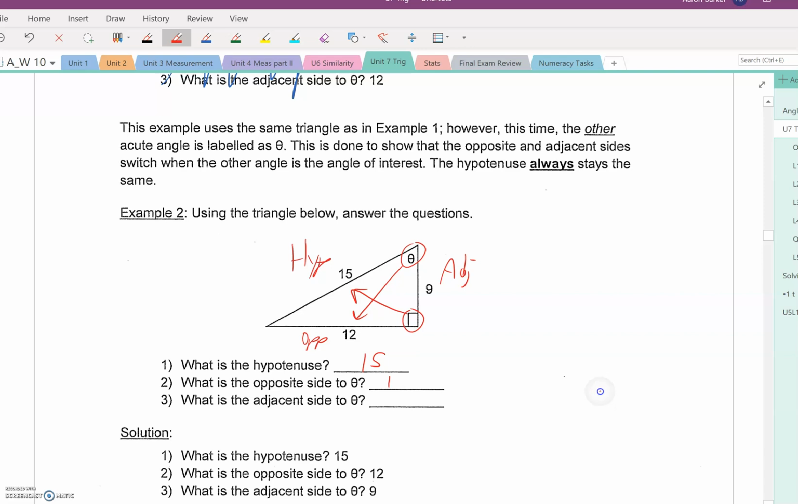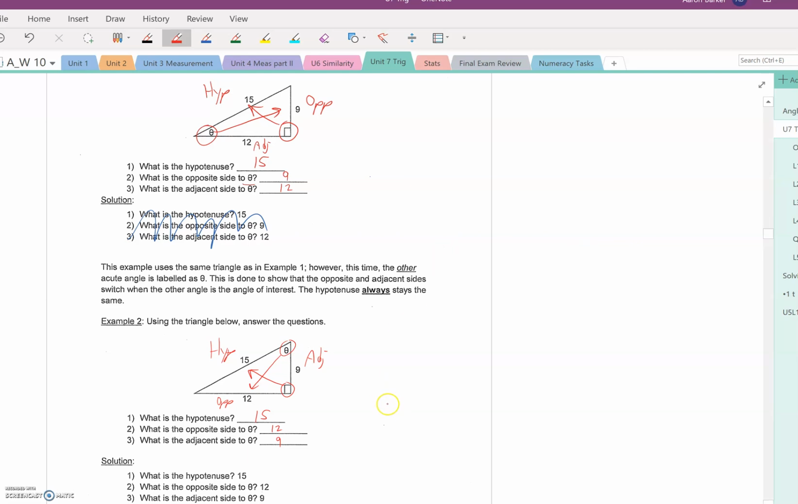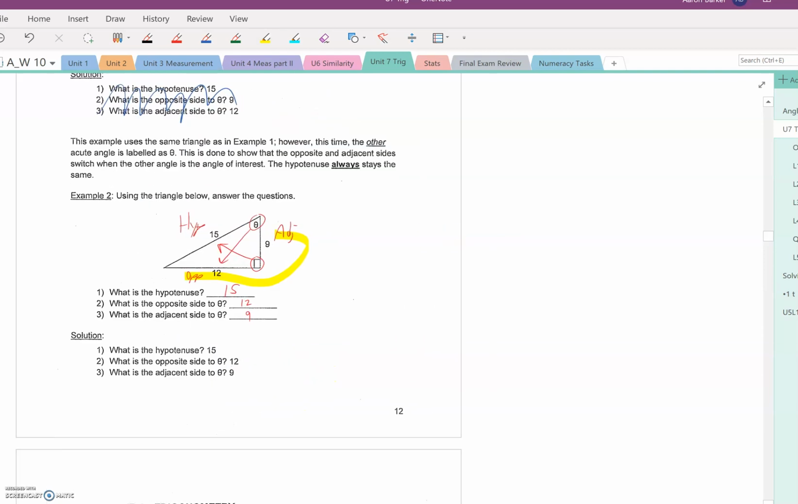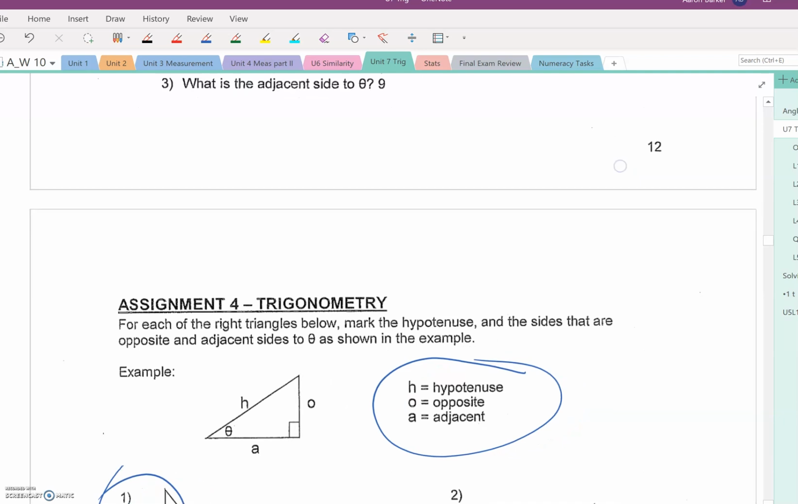So if you change angles, what do you notice? You change your HOA. Right? We went from the bottom angle to the top angle, and what happened with O and A? Did you see what happened? They flip-flopped. So when you change angles, you change your HOA. Okay, so here you go, doing assignment number 4, labeling your HOA right here. Okay, go ahead, do assignment 4. Then we can continue with assignment 5.